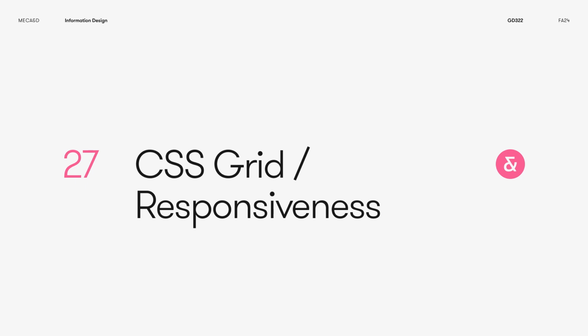Hello, in this video I want to look at the responsiveness options available when using CSS Grid that do not include media queries. So the minmax function, implicit grid, and auto-fit.